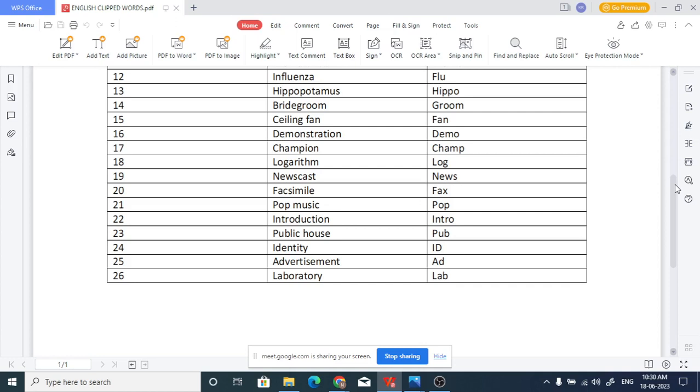Okay. Right. Ceiling fan. Ceiling fan is the fan fitted in the ceiling, in the roof. So, sometimes we say fan. There is one more fan. One is ceiling fan. There is one more fan. What is that fan? Table fan. Pedal fan also is there. Very good. Okay. Very good.